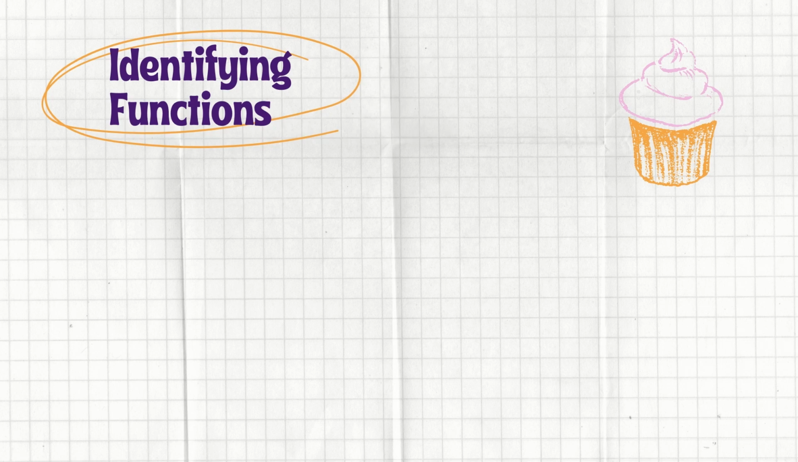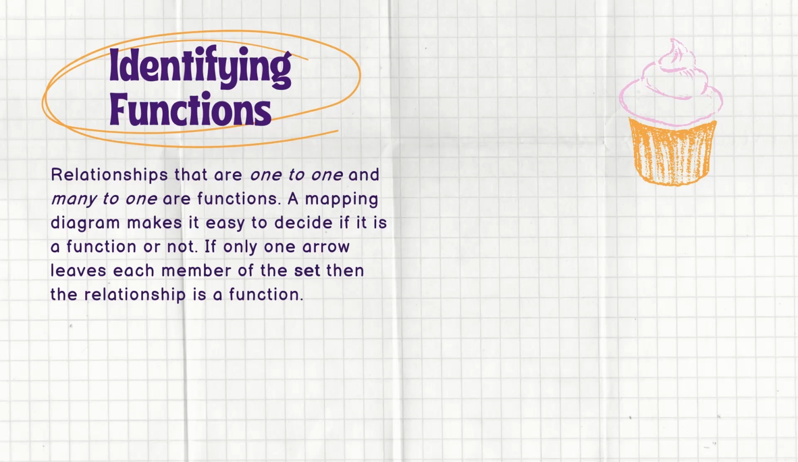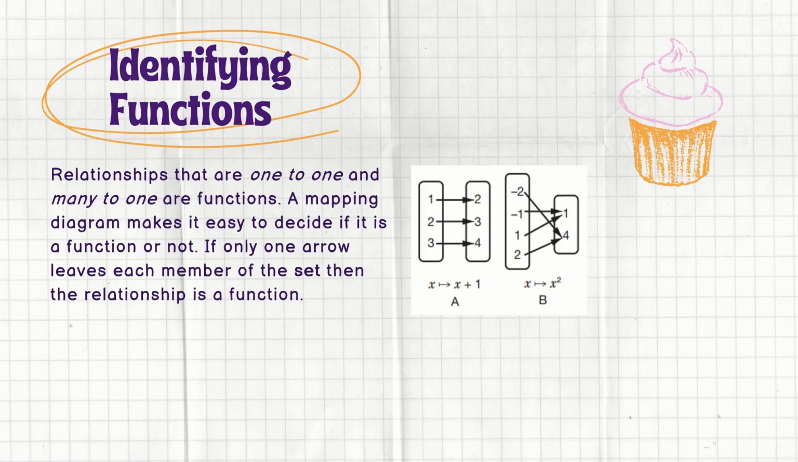Okay, so first we need to identify functions. Relationships that are one-to-one and many-to-one are functions. A mapping diagram makes it easy to decide if it is a function or not. If only one arrow leaves each member of the set, then the relationship is a function.